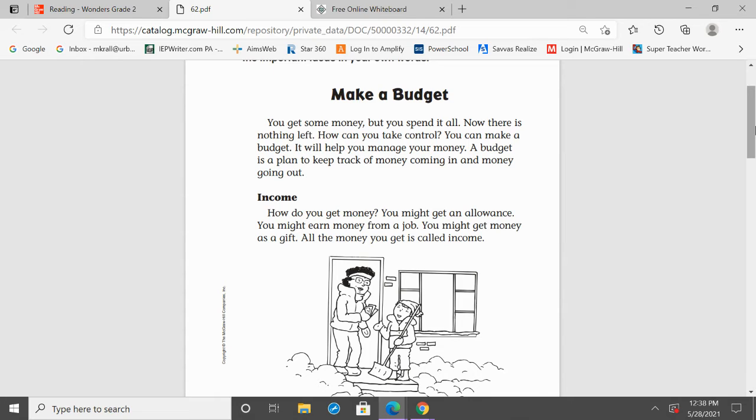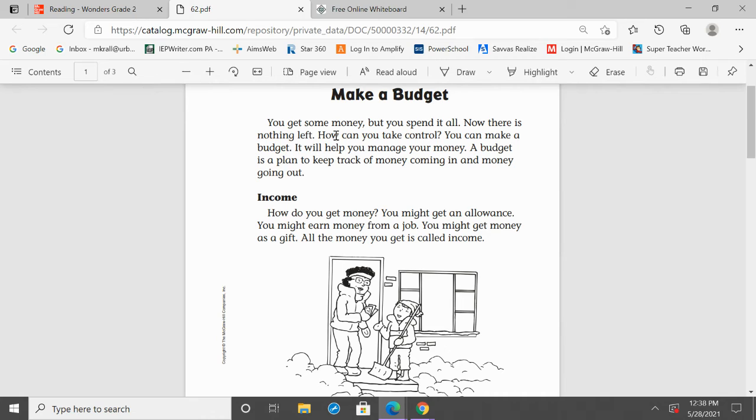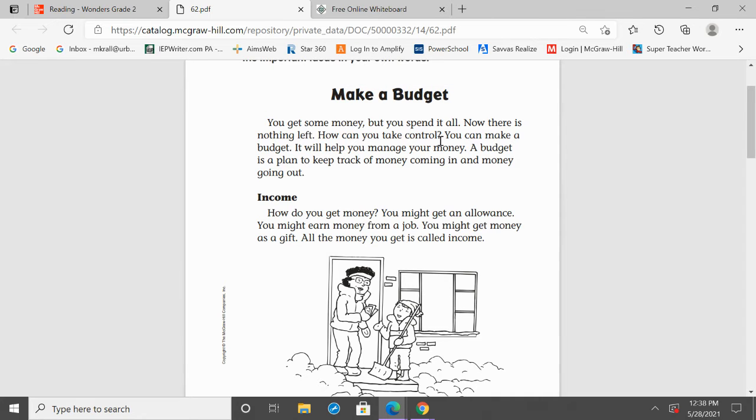So in this article, this information, we have the solution right with the problem. So the problem is you get some money and then you spend it all. And the question is, how can you stop that? How can you make sure you don't spend all your money? And the solution or the answer is you can make a budget. So sometimes the solution is right with the problem. Other times, you're going to have to read further down to find the solution. But in this case, they're right beside each other.